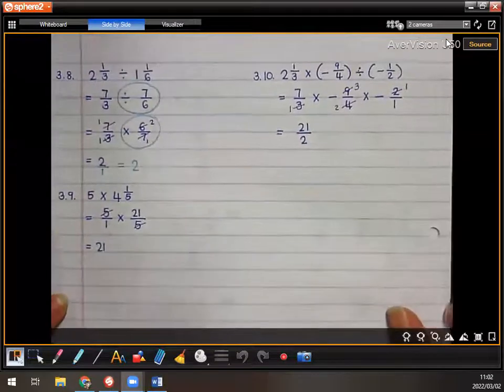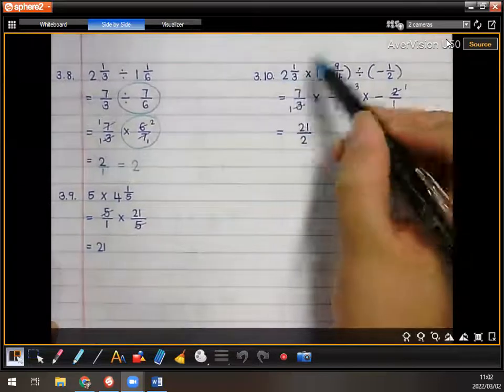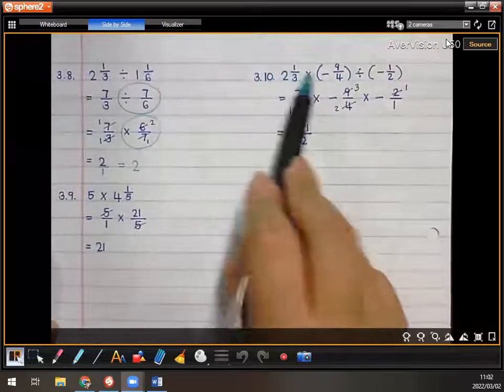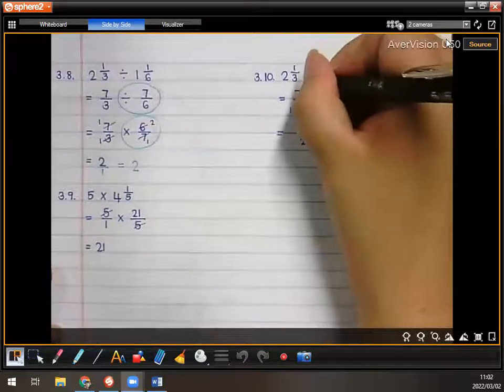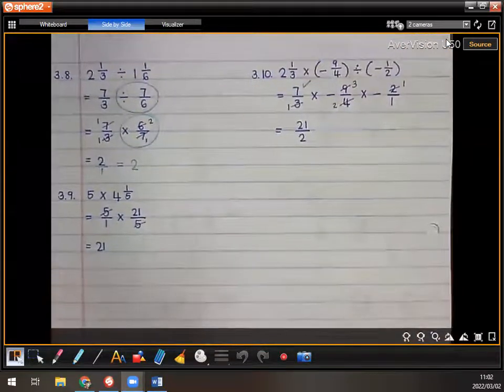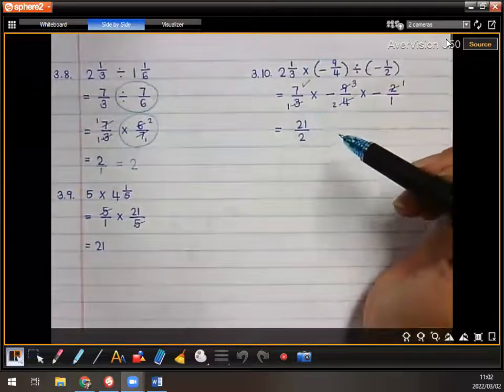Now, guys, in 3.10, we had 3 fractions. Okay, and the first one was a mixed number. So that one, first you have to change that to an improper fraction. And guys, you actually get a mark for doing that. You haven't even multiplied or divided anything, but you have 1 mark already, just for changing that mixed number into an improper fraction. That is your first mark.